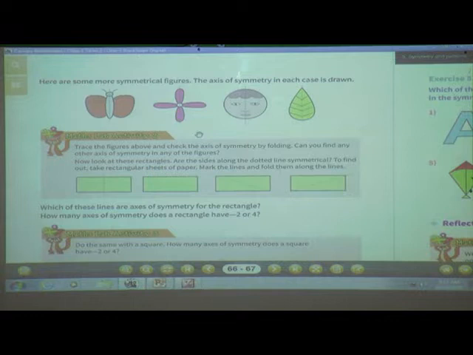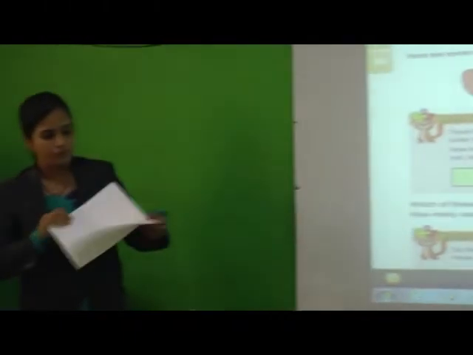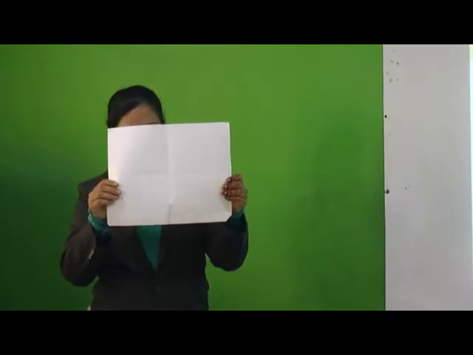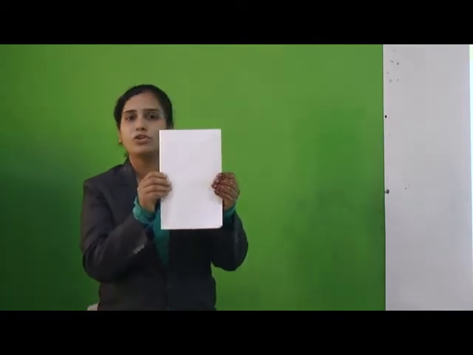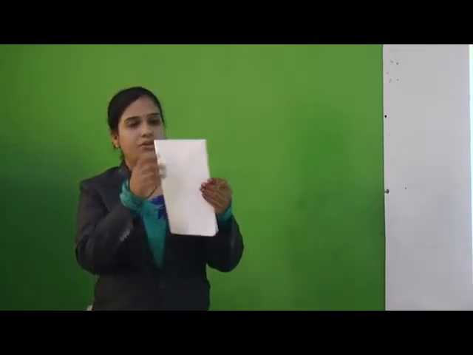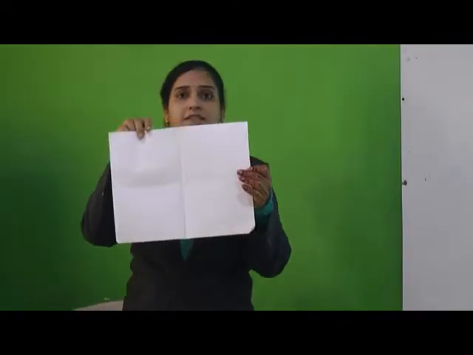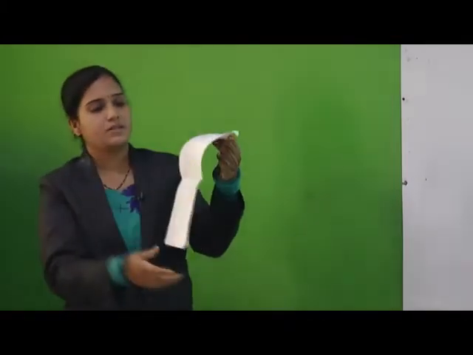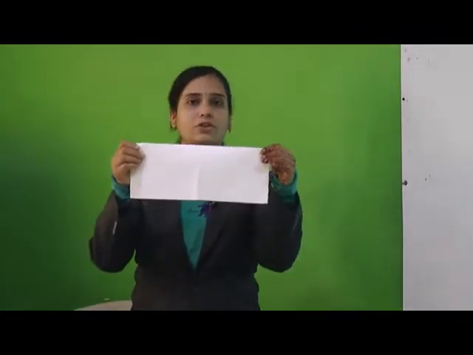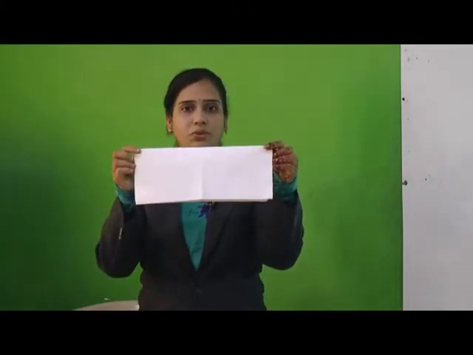Okay, now second, see here, which type of shape is this? A rectangle. Okay, now students, if I fold this vertically, what do you observe? Yes students, this vertical line divides the rectangle into two equal parts, isn't it? Now see students, if I fold this rectangle horizontally, see, even this horizontal line also divides the rectangle into two equal parts.